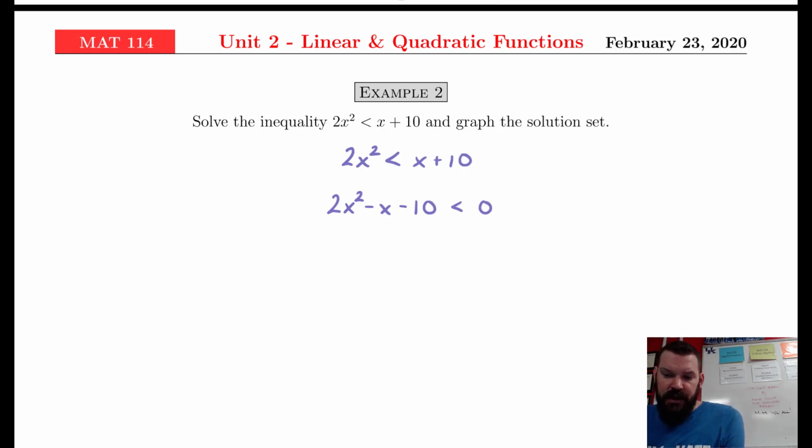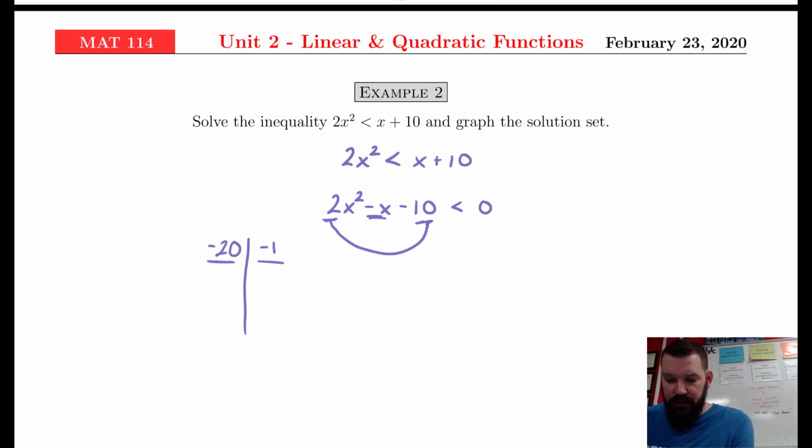With this one, we want to try to come up with the factors. We're going to have to use AC factoring on this one. So 2 times -10 is going to be -20, and we want to find the factors of -20 that add up to -1. We've done this in class. So the factors of -20 that add up to -1 are -5 times 4. -5 plus 4 is, in fact, -1. So now we can factor this out.